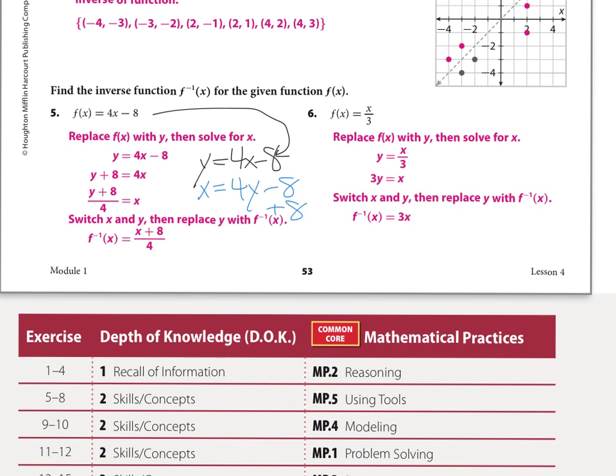So then we add 8 to both sides. So we get x plus 8 equals 4y. And then to get rid of the 4, we divide both sides by 4, and we end up with this, which is the same thing they did here. So again, it's what we talk about in math all the time, same thing in different ways. So again, you see what they've done over here. They've gotten basically the x by itself, and then they switch the x and y. Don't forget your inverse function notation.